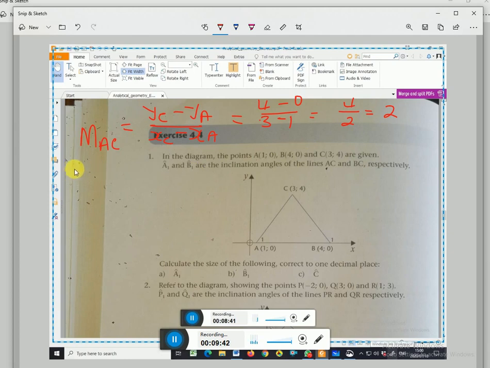Remember, the inclination will be this one. Then the tangent of angle A1 is equal to this gradient here, because this gradient is the gradient of this line. Then you press your calculator and use the second function of tan, and you find 63.43. Then you've got the size of A now, the size of this angle here.